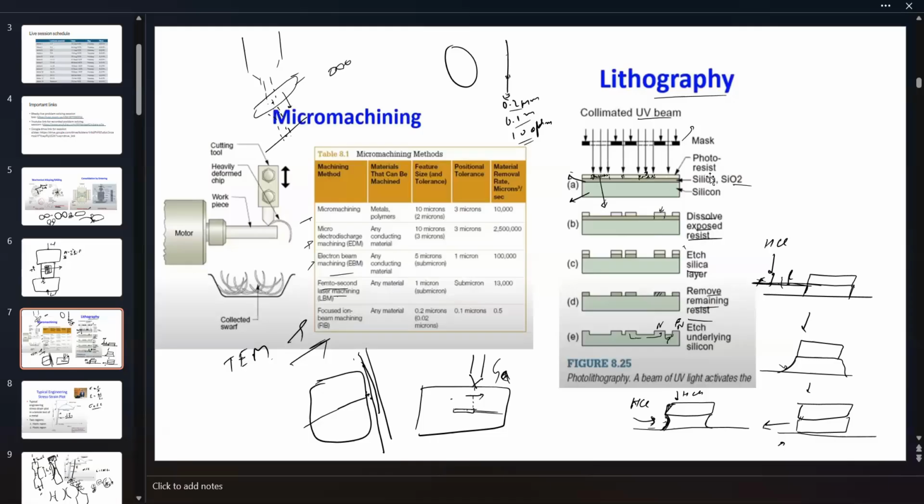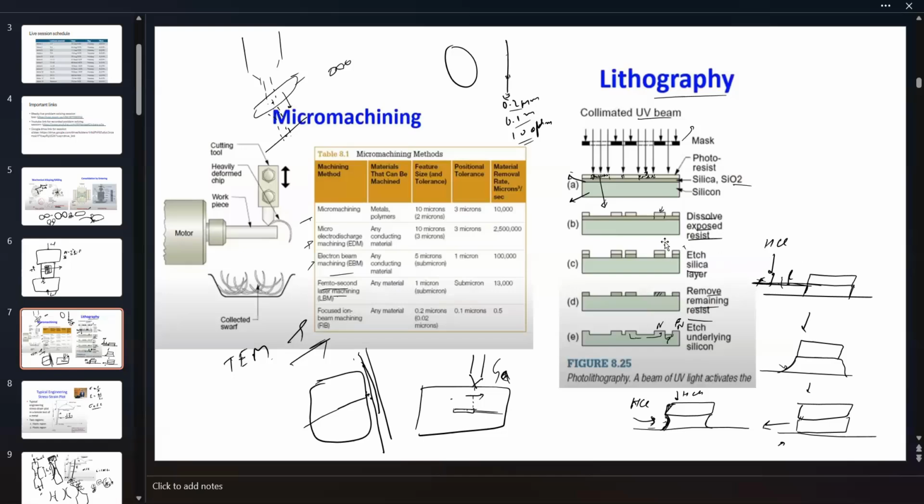So here in this step, step A, you just bombard it with UV light. In step B, you dissolve the exposed resist in some acid, maybe HCl. So only the exposed part gets removed. Okay. That remaining part is there.